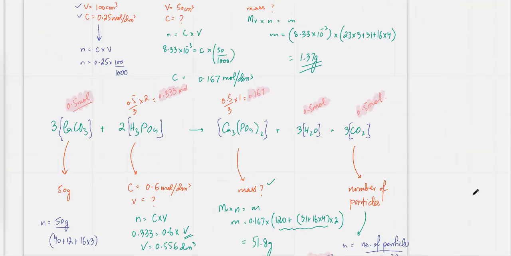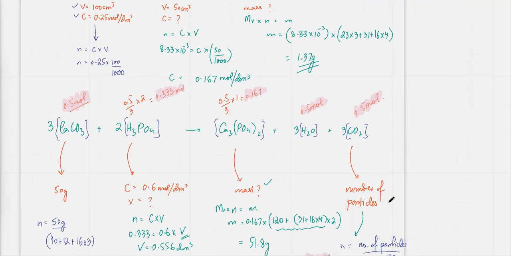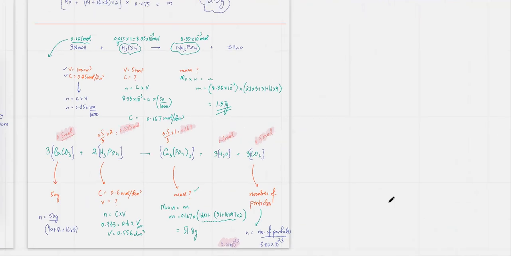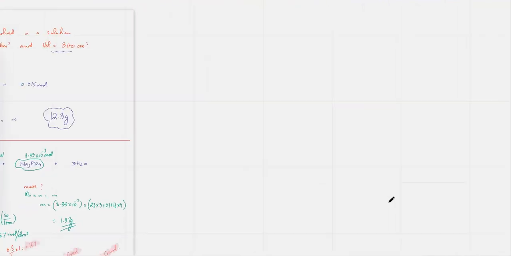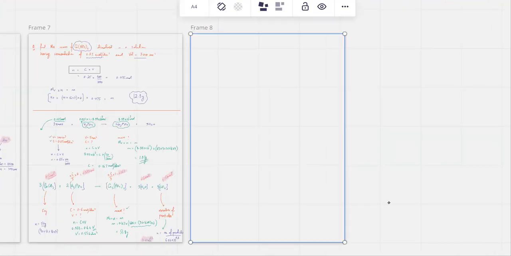So most questions would be just this. Find the moles and then just keep applying those three formulas. If they're looking for concentration, they're looking for mass, they're looking for number of particles. And we'll start with past paper questions after this last formula.